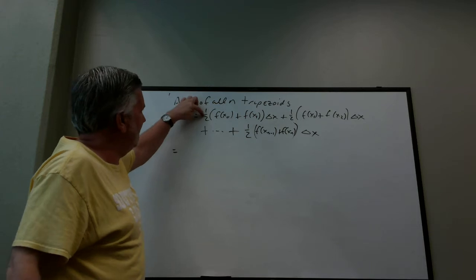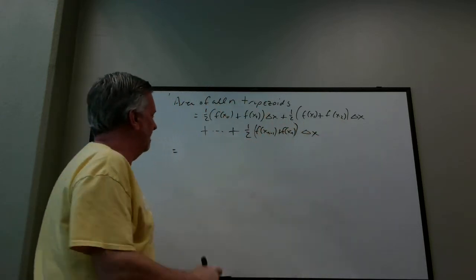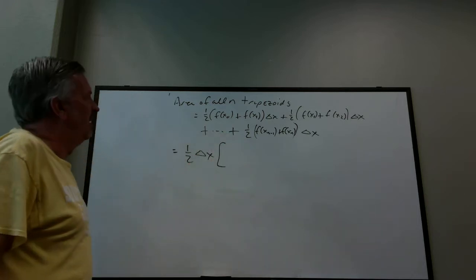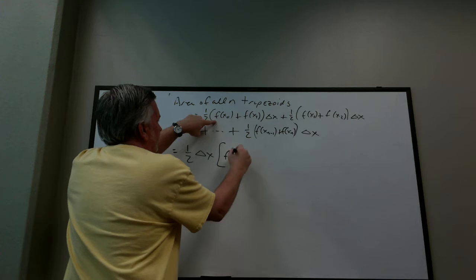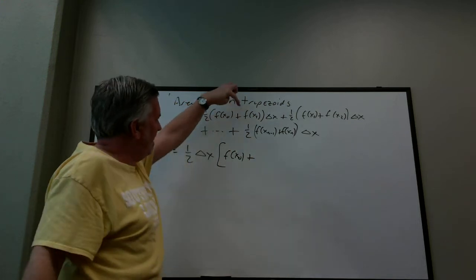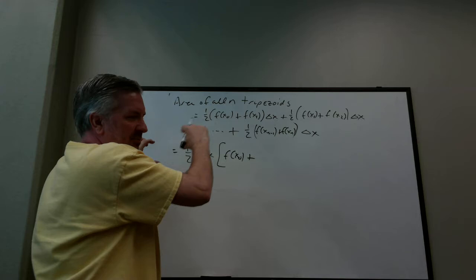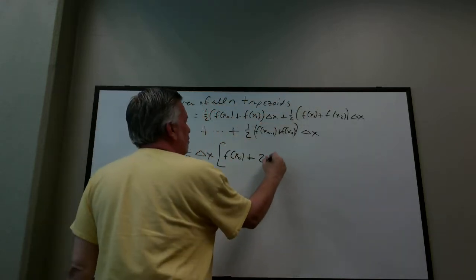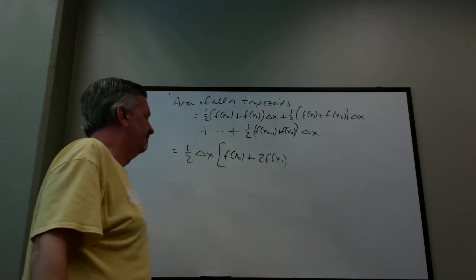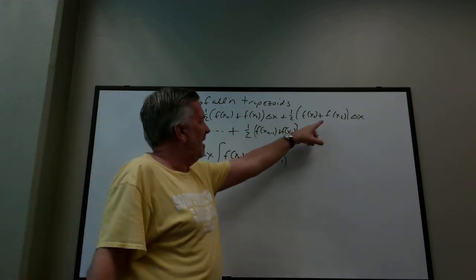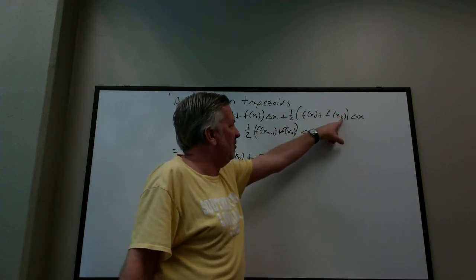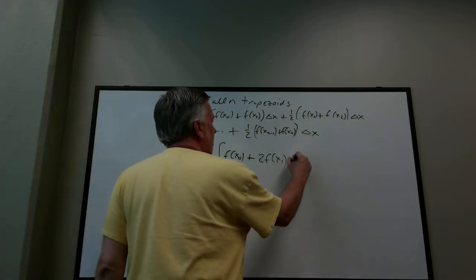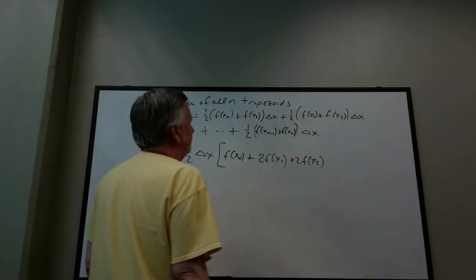Notice every single term has a half and a delta x. So we can factor that out front, half delta x. And notice we have f of x naught plus, now that I've factored out the 1/2 delta x, I'm just adding up all the f's. I have an f of x1 here and an f of x1 here, so that's 2f of x1. I have an f of x2 here, but x2 is going to show up in the next term as well. So you're going to have an f of x2 plus another f of x2, so 2f of x2.